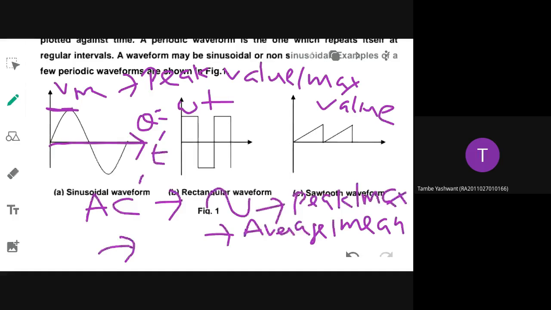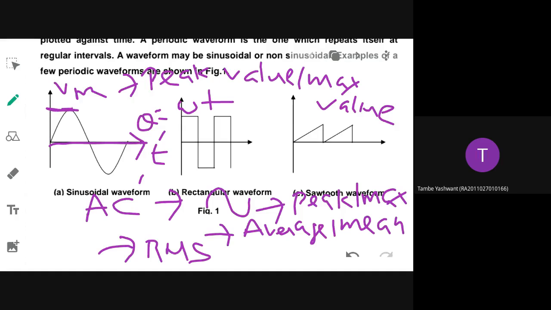Third thing is you can use RMS representation also. So there are three ways in which you can represent any AC quantity. So what are the three ways? Ma'am, RMS value, average value, and maximum value. Yes, RMS or root mean square value, average or mean value, peak or maximum value. So if you have been given any AC quantity, one is maximum or peak value they can represent, or average or mean value, or RMS value they can represent.